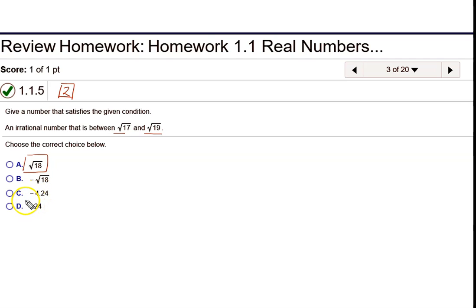Now, if you chose 4.24, this is an approximation of this number. Well, this number is irrational. This one is not irrational. I'm wondering if someone can tell me why. Because the decimal terminates. This is not irrational. All right, let's go on.